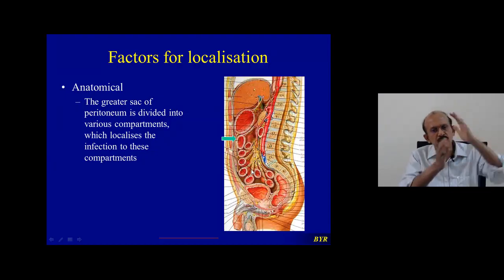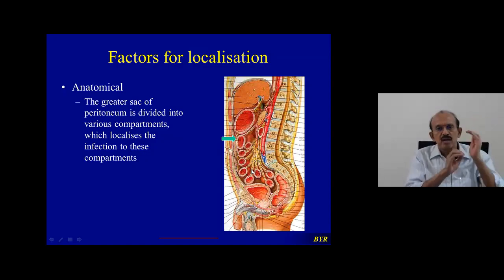So there are a lot of septations in the peritoneal cavity. These septations make the peritoneal cavity into rooms, about some 100 rooms. In between each bowel loop is a room or a space, so there are multiple spaces. If infection occurs in one space, it gets localized to that space. Unless the infection is overpowering, it will not spread to the other space. So the anatomical factor is localization because of the various compartments.